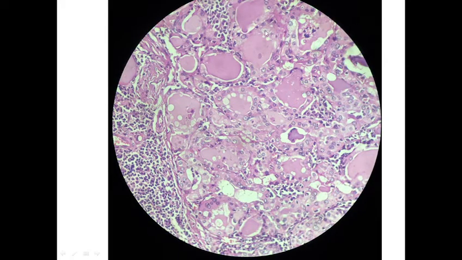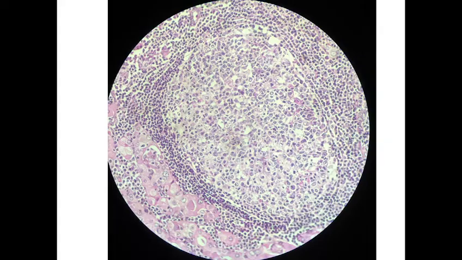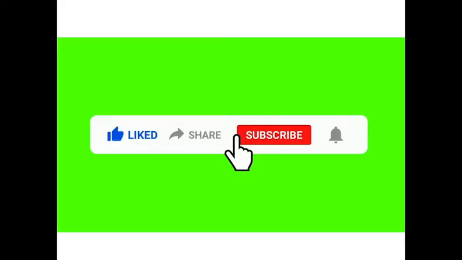Again, these follicles are lined by cells with abundant granular eosinophilic cytoplasm, and the nucleus is more vesicular, with open chromatin. So Hürthle cell change: cells with abundant granular eosinophilic cytoplasm and a more vesicular nucleus, and lymphoid infiltrate with the germinal center. These are the microscopic features of Hashimoto's thyroiditis.